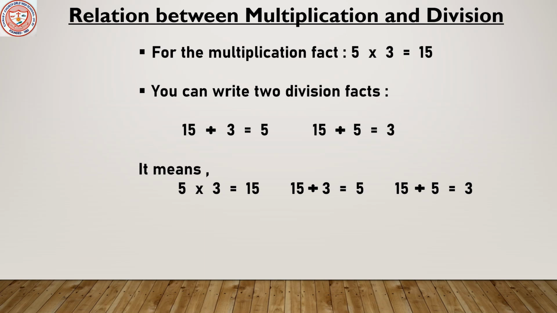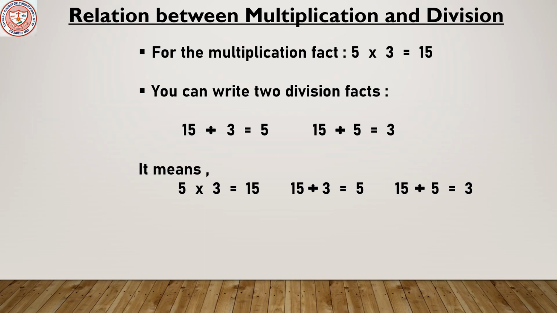Now, let us look at it in another way. Divide 15 by 3 to find the quotient, which is equal to 5. That is, 15 divided by 3 is equal to 5. Now divide 15 by 5 to find the quotient, which is equal to 3. 15 divided by 5 is equal to 3.